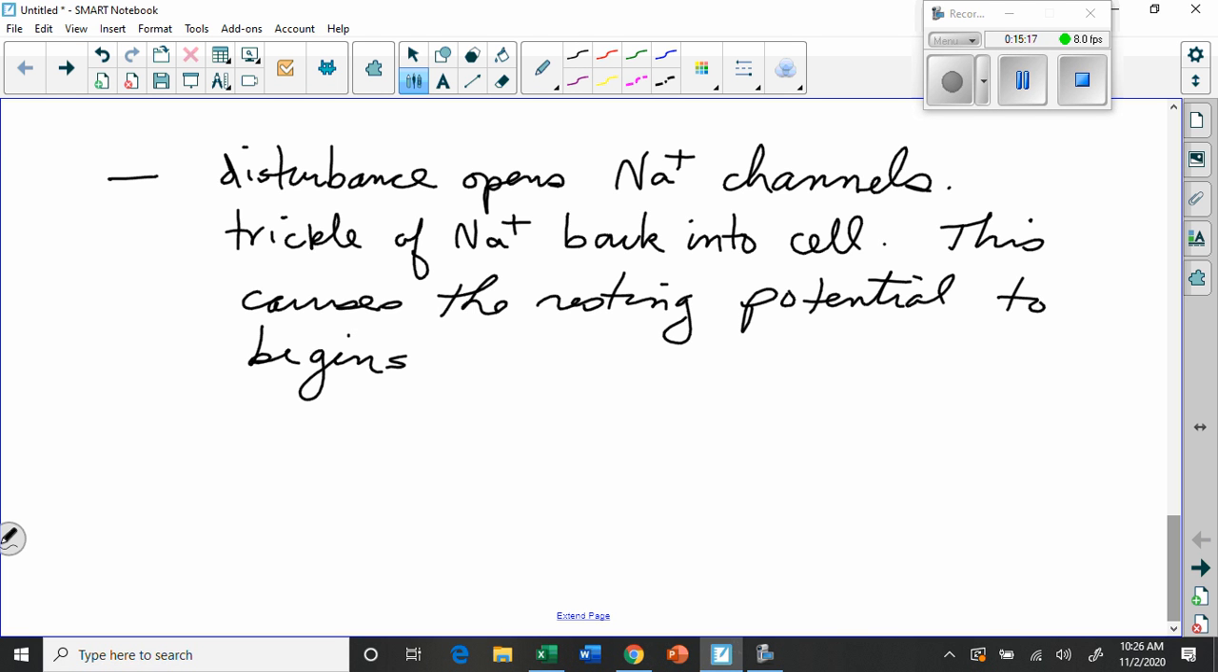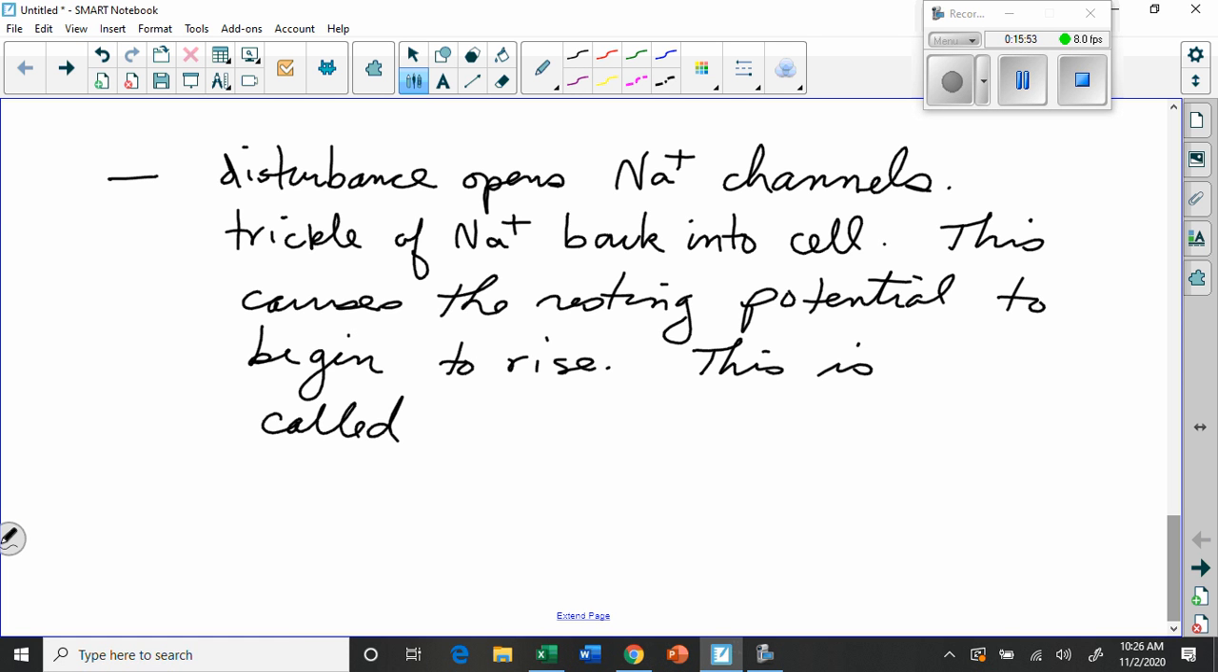Think about negative numbers. If you're at negative 12 and you go down to negative 6, that's an increase, right? You're rising. You have to add to that to make it happen. So it begins to rise. So this minus 70 millivolts begins to drop, or to rise up. It goes 70, 69, 68, 67, 66, and it begins to drop, okay? All right. This is called depolarization.